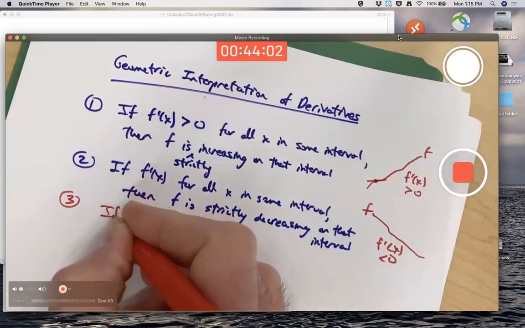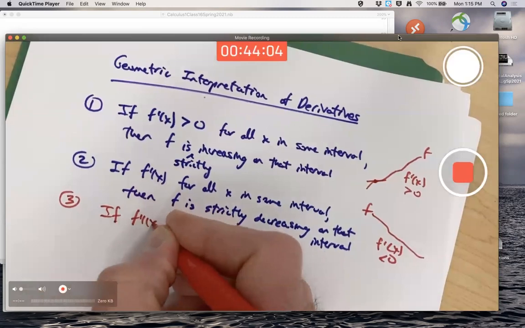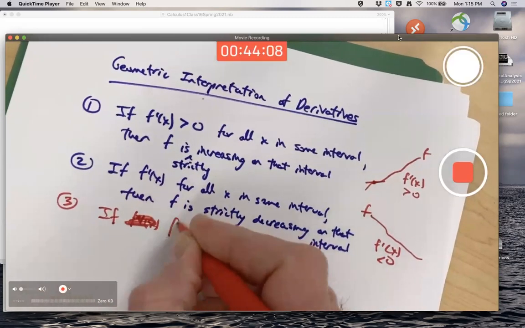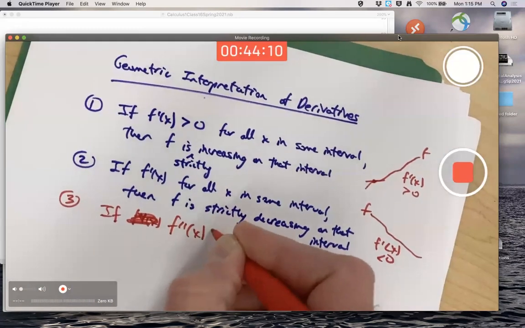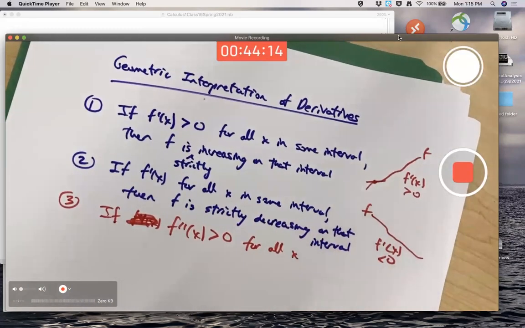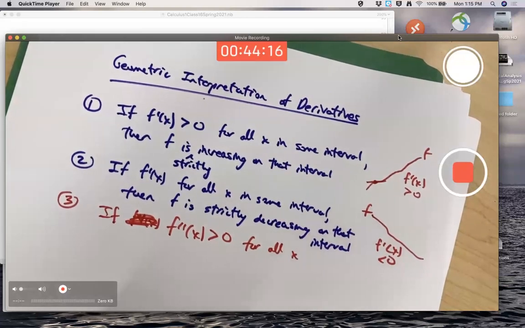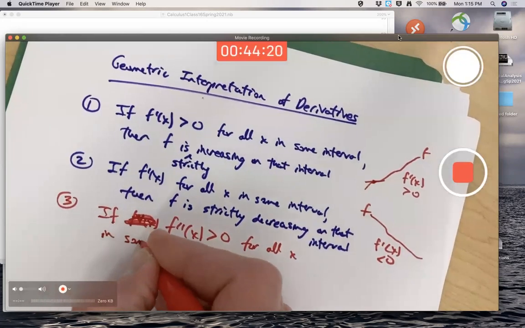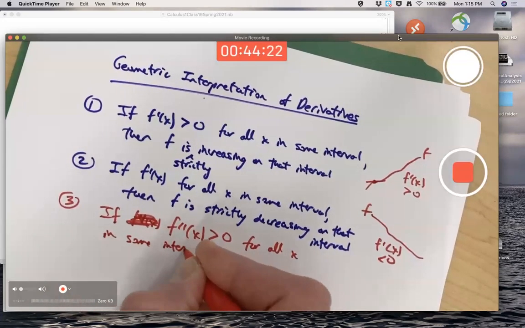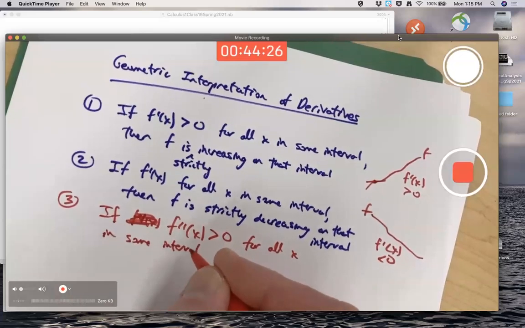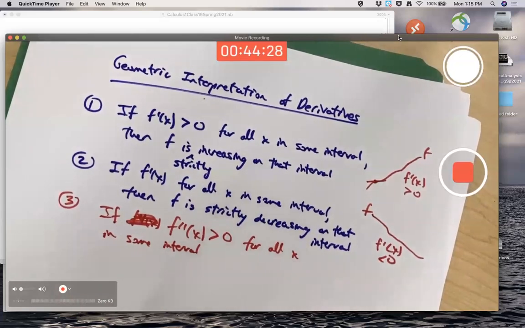If f double prime of x, let me rewrite it. f double prime of x is positive for all x in some interval. This "for all x in some interval" is actually very important. These facts become false if you're only talking about isolated points.